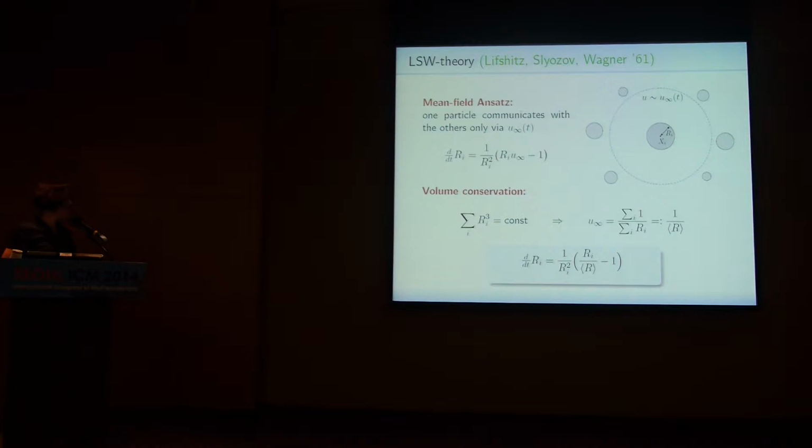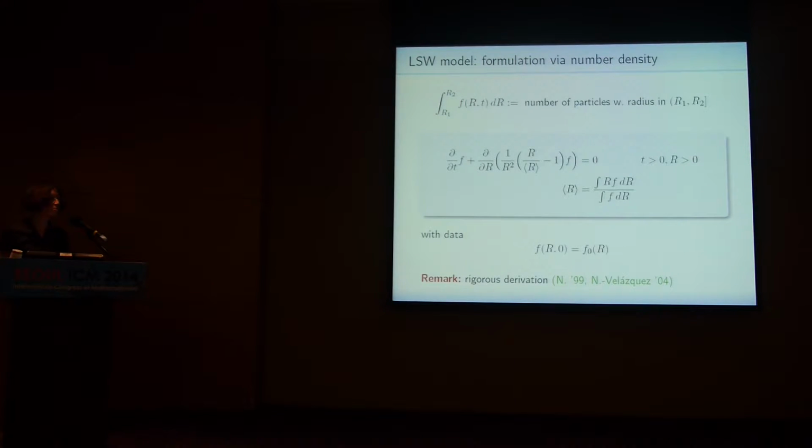Okay, so in principle you have a huge system of ODEs. Usually if you want to study the long-time behavior, you go over to a number density, so that's what Lifshitz and Wagner did as well. The number density is in principle a measure, so we integrate from R1 to R2 to get the number of particles at time t with radius in this interval.